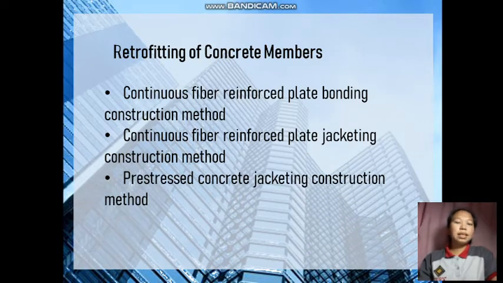Then the third one is the pre-stressed concrete jacketing construction method. It is placing pre-stressing wires and pre-stressing stranded steel wires in place of lateral ties around the periphery of existing member sections and using mortar and concrete to band them in order to reinforce the structure.